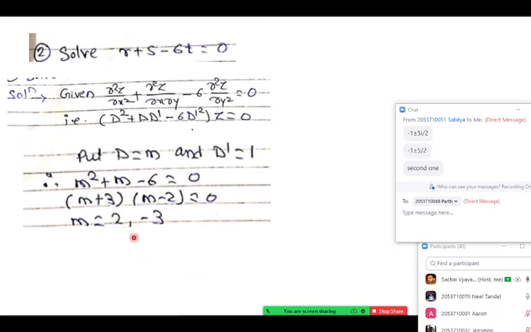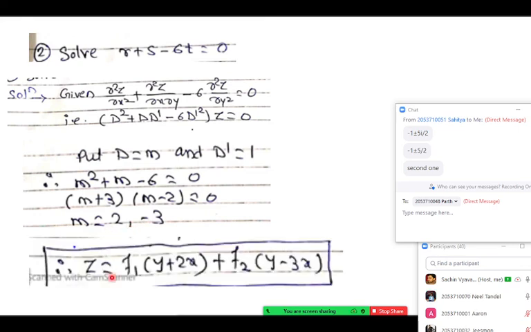No, no, no, I think you are making a mistake here. It is f1 of y plus 2x only, and f2 of y minus 3x. So you have to keep the sign as it is, because f of y plus mx is the solution. So the answer is f1 of y plus 2x plus f2 of y minus 3x. And that is the complementary solution.